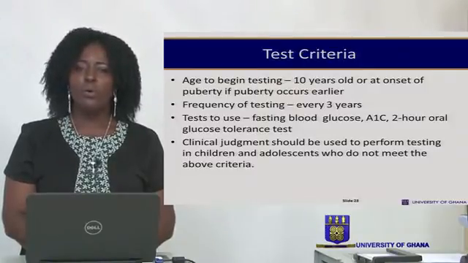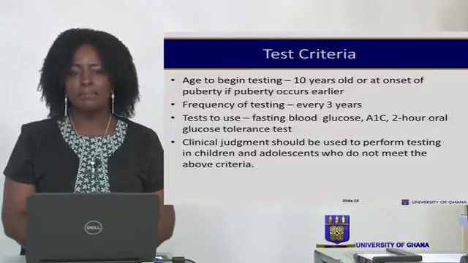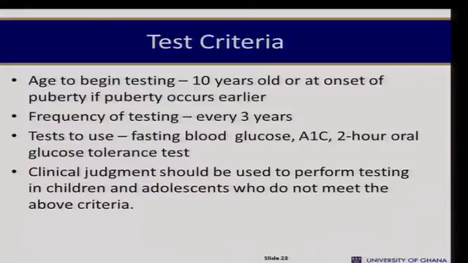And also, frequent testing, we should do this every 3 years. And the tests we must look at are the fasting blood glucose, the glycosylated hemoglobin, and the 2-hour glucose tolerance test, which may be considered under these. And then some clinical judgment may be needed in cases where the child may be presenting certain symptoms. So we have to look at all these.